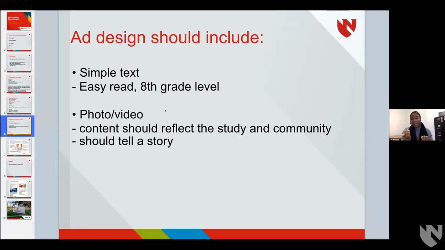Also, another one on here is community. So if you're trying to recruit certain people, make sure that is reflected in the study as well, in the photo.